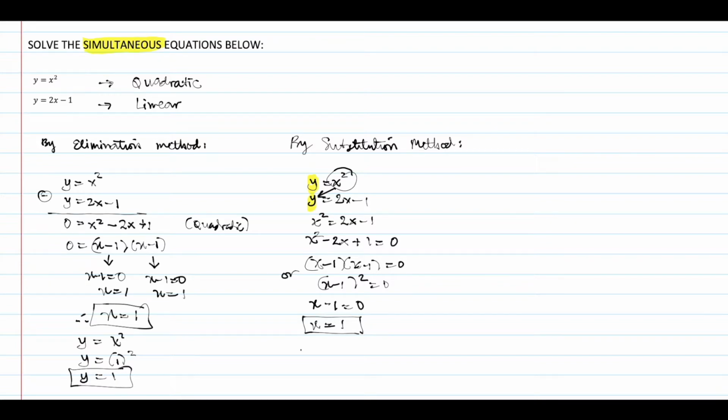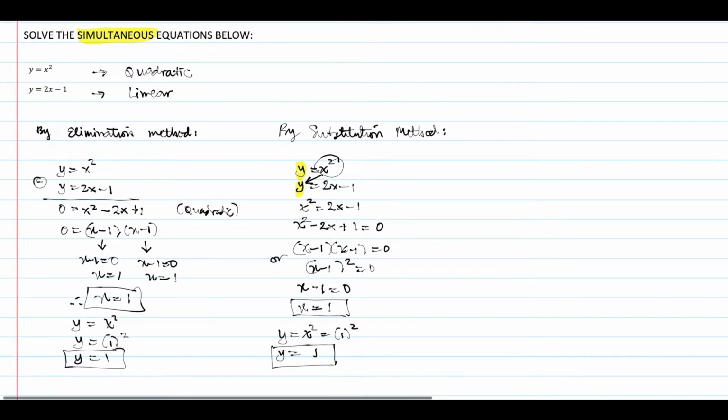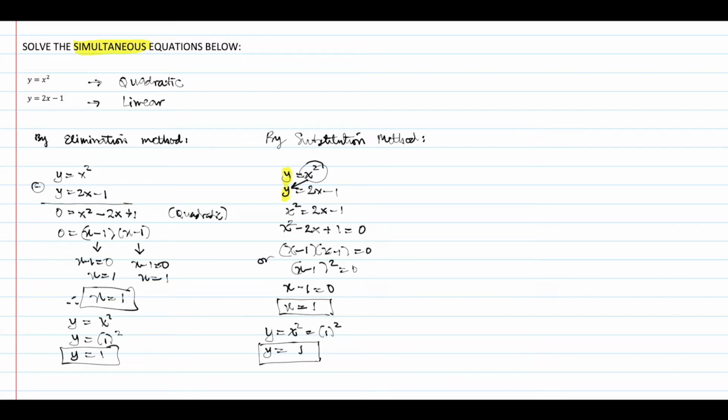To solve for the value of y is to substitute this x value into one of the two original equations. Since x is 1, y is now equal to 1 squared, which gives y equals 1.